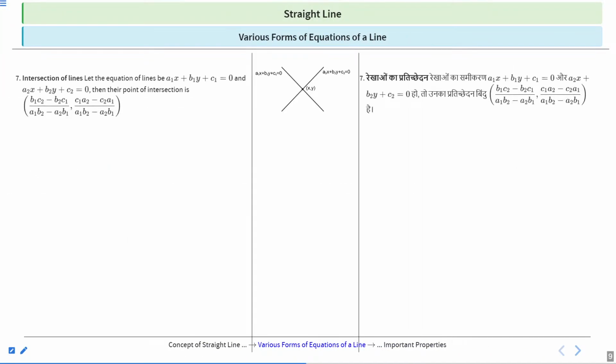Now, intersection of lines. We are given two lines, a1x plus b1y plus c1 equal to 0 and a2x plus b2y plus c2 equal to 0. Then their point of intersection will be (b1 c2 minus b2 c1) upon (a1 b2 minus a2 b1) and (c1 a2 minus c2 a1) upon (a1 b2 minus a2 b1). Got it? So this is the point of intersection.